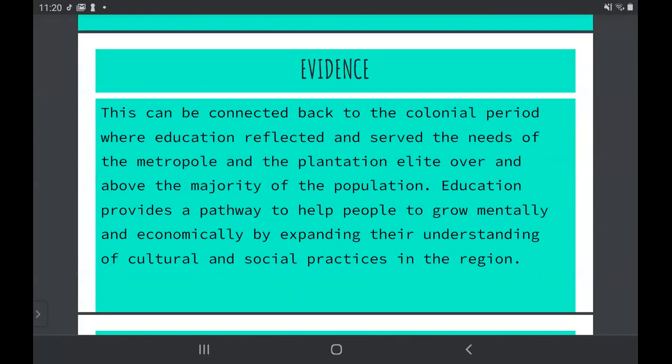The evidence. This can be connected back to the colonial period, where education reflected and served the needs of the metropole and the plantation elite over and above the majority of the population. Education provides a pathway to help people to grow mentally and economically by expanding their understanding of cultural and social practices in the region.